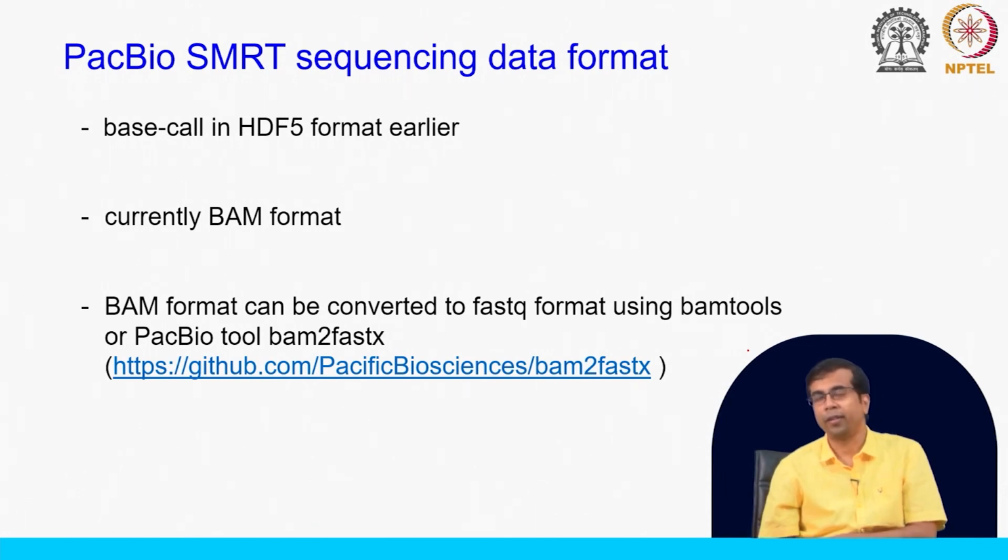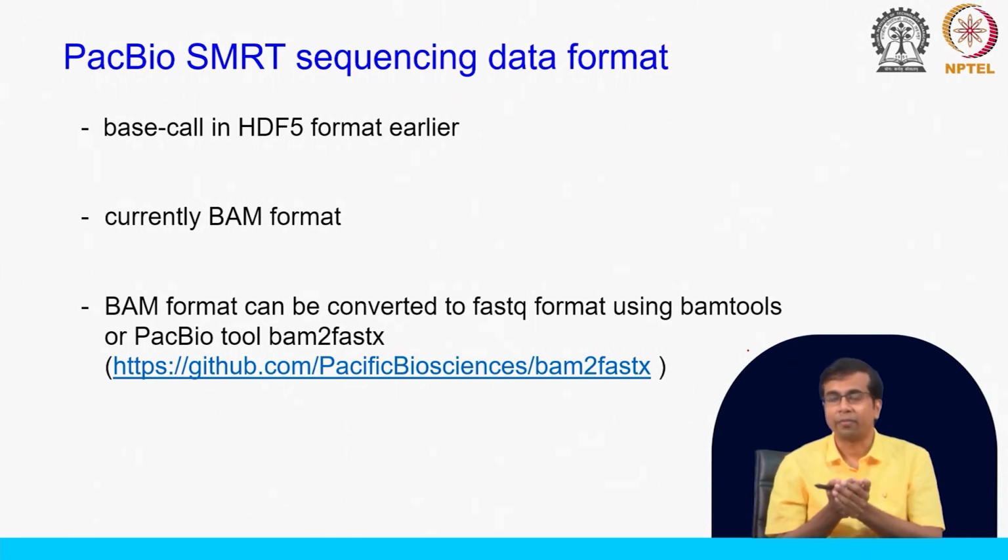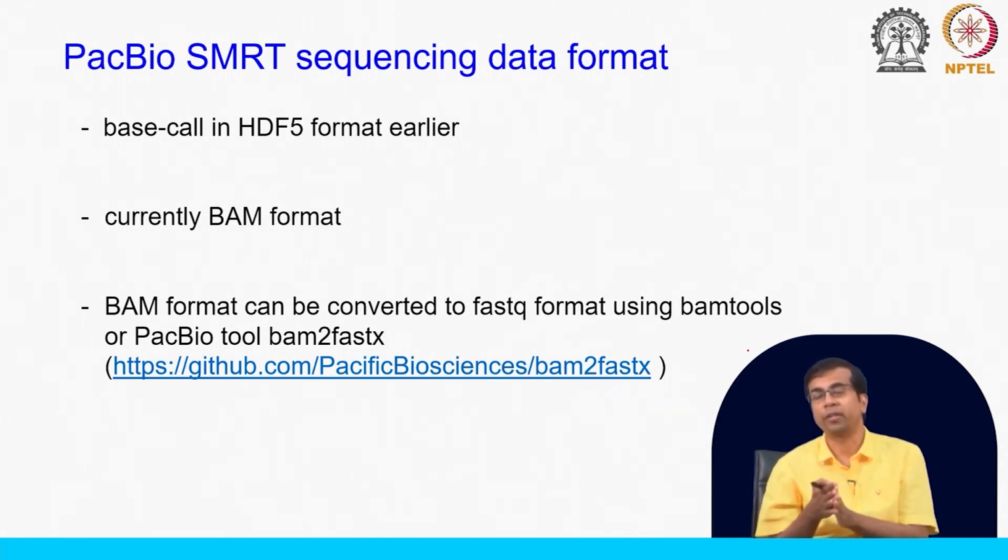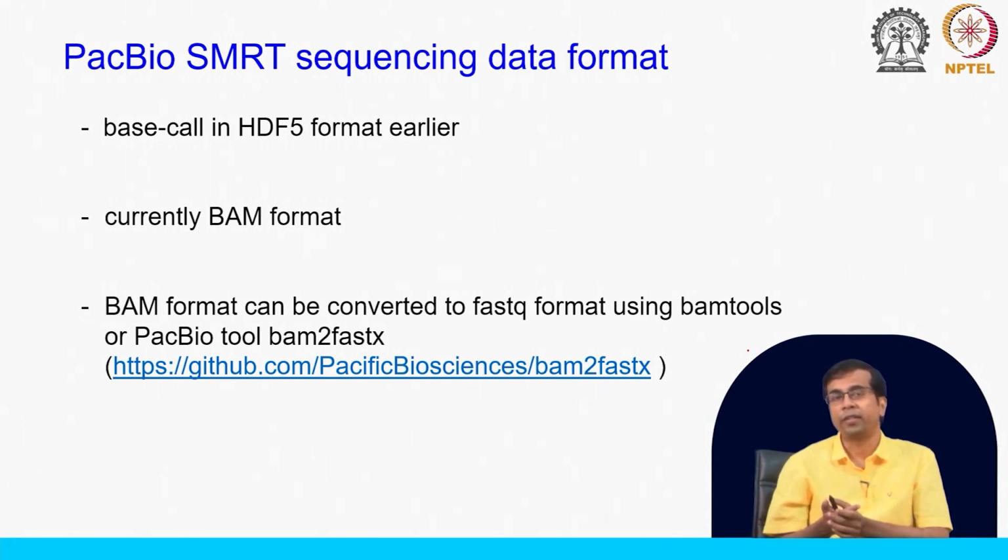So, why are we interested in getting this to FASTQ format? Because most of the tools are developed for FASTQ format. We have mentioned that most of the sequencing today is done on the Illumina platform, so a lot of tools out there are designed for handling FASTQ data sets. If we can convert BAM format to FASTQ format, you can use those tools. There are 2 tools mentioned here: one is BAMtools, and the other is the Pacific Biosciences' own tool, called BAM2FASTX. You can download it from their web page; the web link is given.